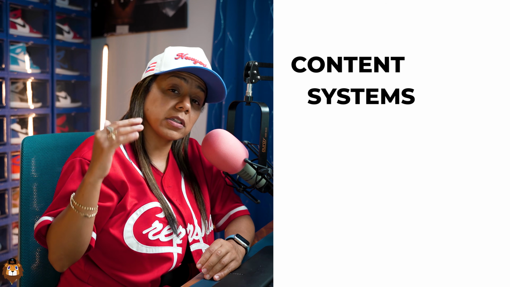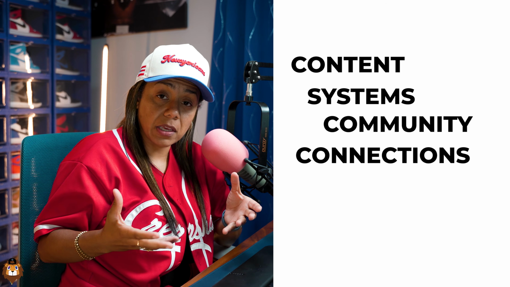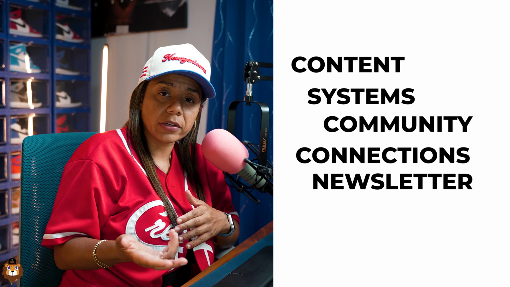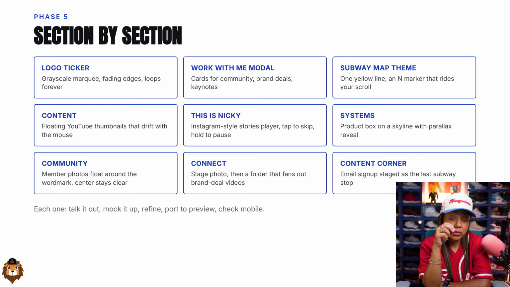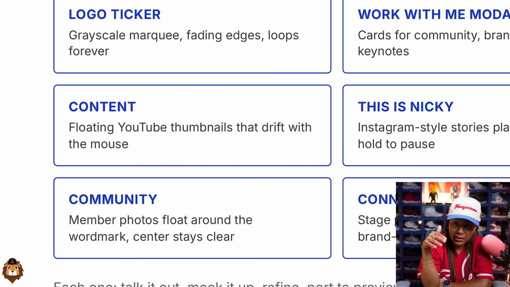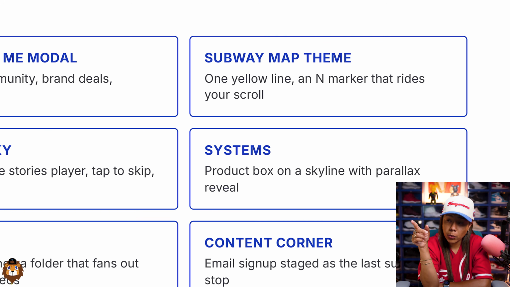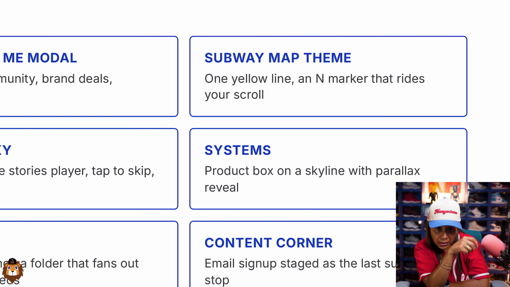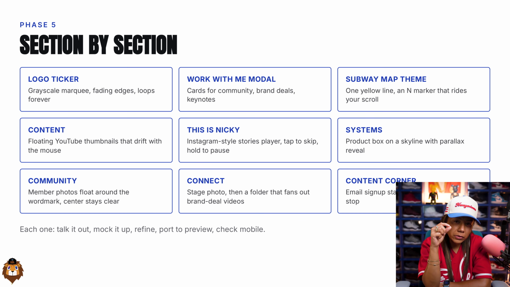Now, the very first couple of versions were very basic, and I wanted to break it down section to section of what people follow me for. For me, it's content, it's systems, it's community, it's connecting, aka working with me, and of course the newsletter. But it's all about the details as well. So you're gonna wanna break it down to sections, but also the details in each section. So for example, like the logo ticker that I have, what's gonna be in the content section, the subway map theme where you see the end line coming through, every single detail matters.